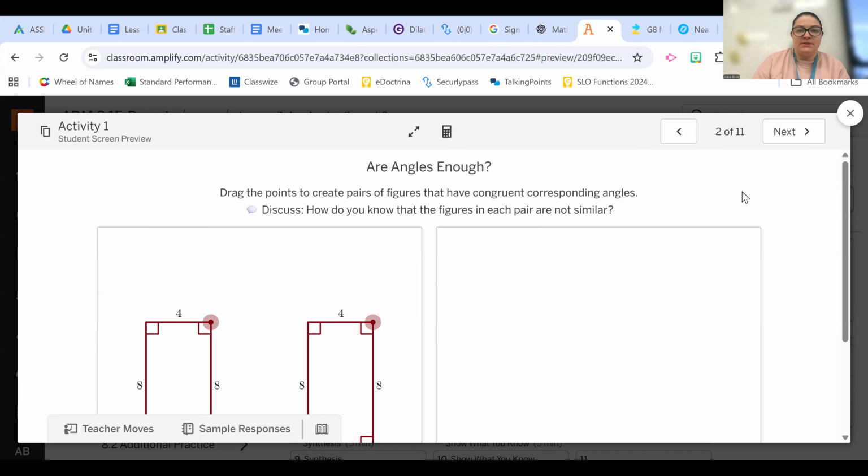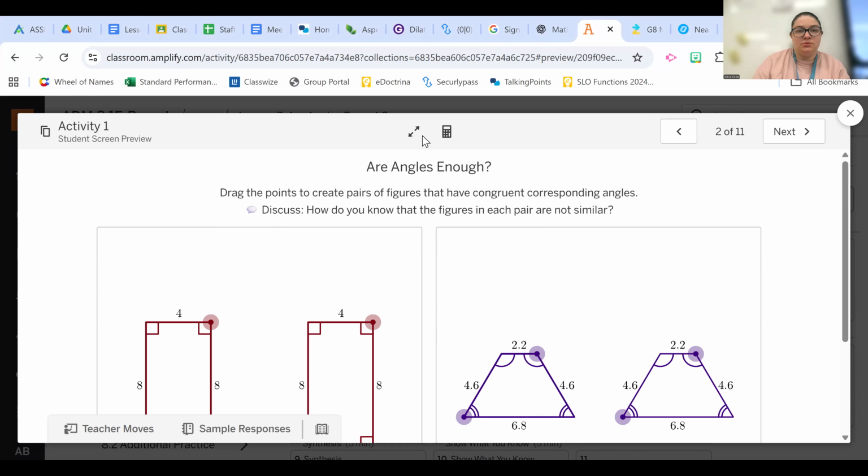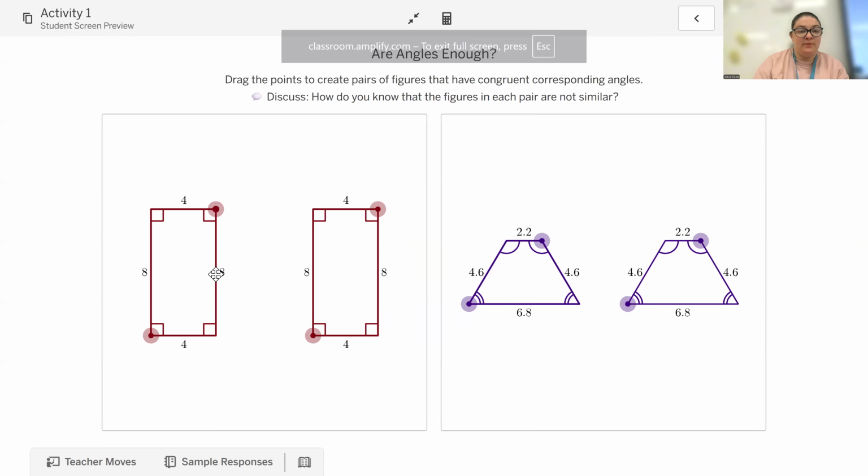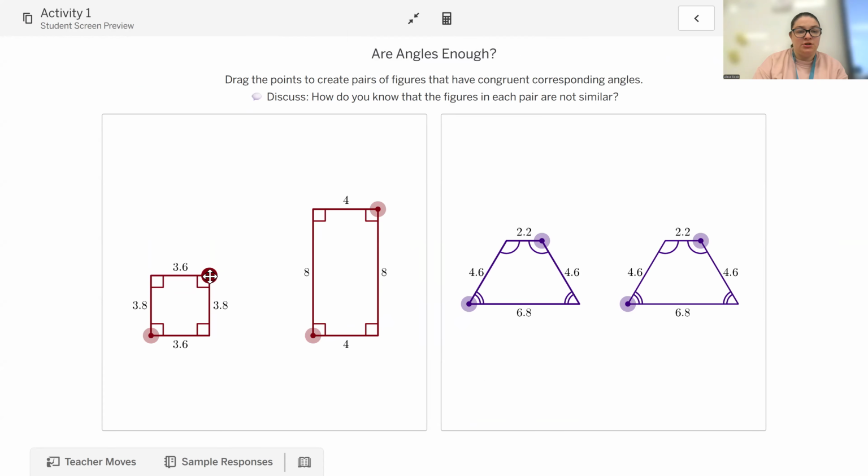This is going to be one of the ones that we do later. So this asks, are angles enough? Well, we know yesterday that we were able to look at two rectangles that had the same four right angles, but the scale factor between side lengths were not the same. If I did 2 and 2 here, to go from 2 to 8, I'd have to do times 4. 2 to 4 is times 2. These are not similar.